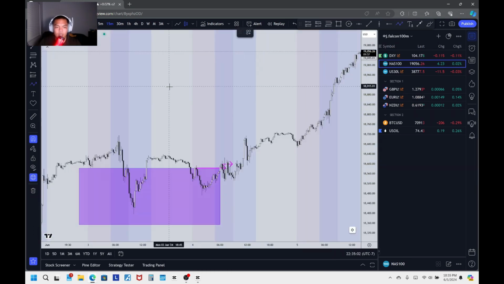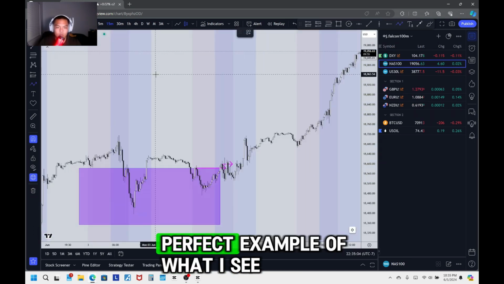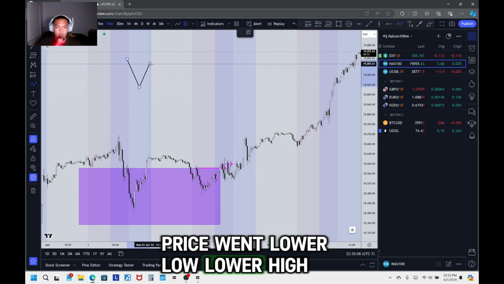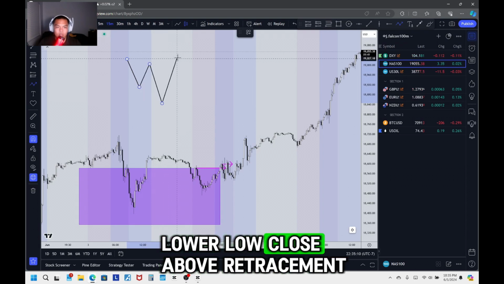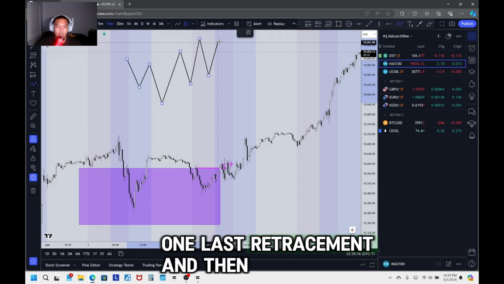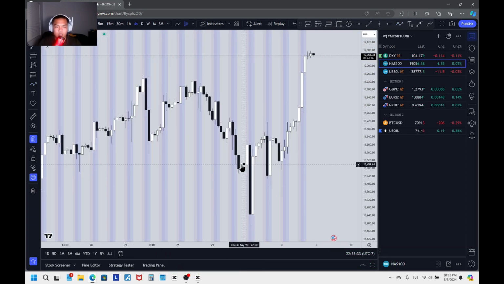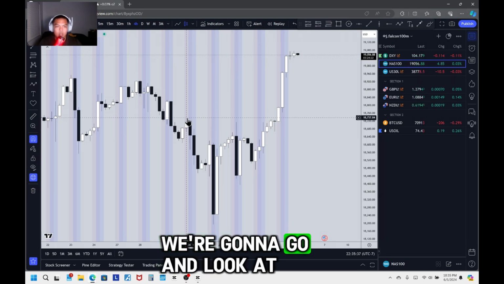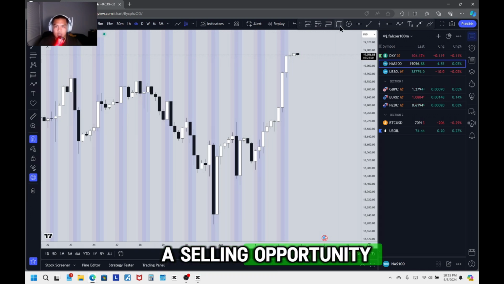So again, just to show you a picture perfect example of what I see here, price went lower low, lower high, lower low, close above, retracement, new break of structure, one last retracement, and then expansion to the upside. Now with this same area, we're going to go and look at a selling opportunity.